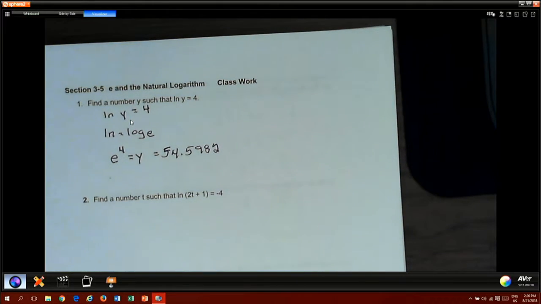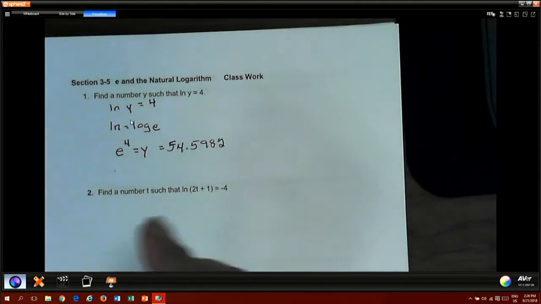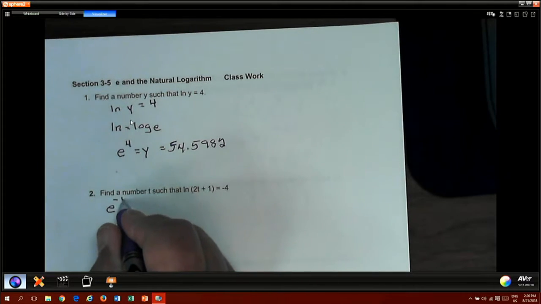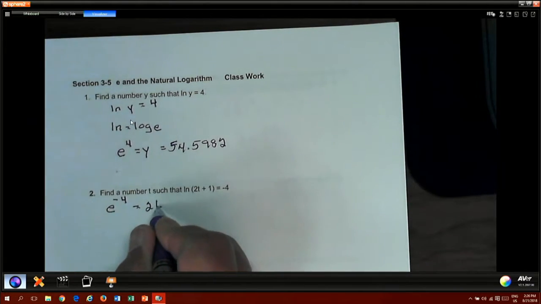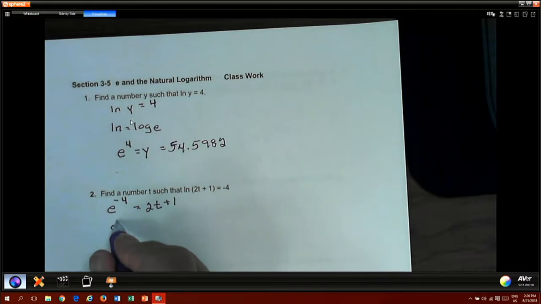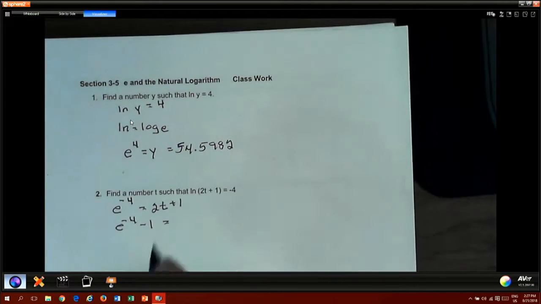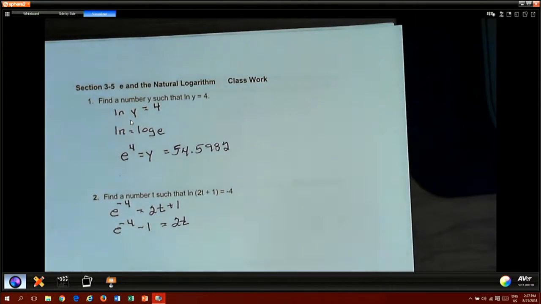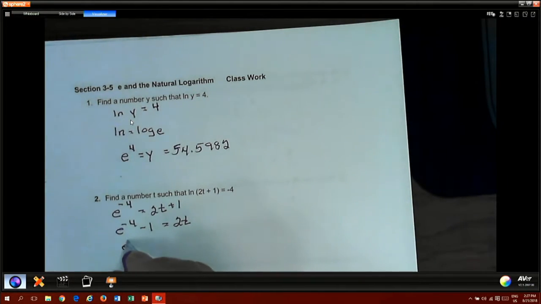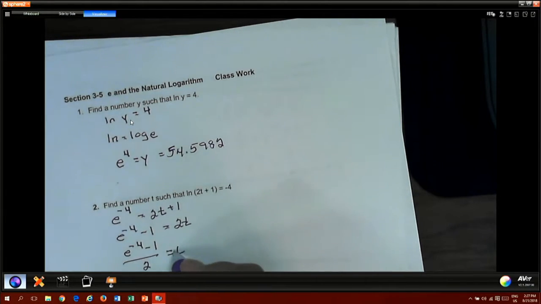Now we want to find a number such that ln of 2t plus 1 equals negative 4. So changing it to exponential, you have e to the negative 4 equals 2t plus 1. Now we want to solve for t. So e to the negative 4 minus 1 equals 2t. Divide everything through by 2. So we have e to the negative 4 minus 1, over 2, equals t.